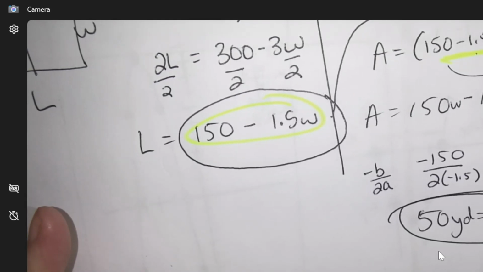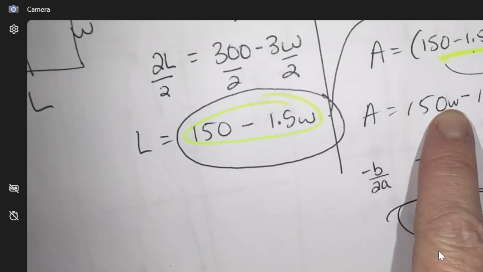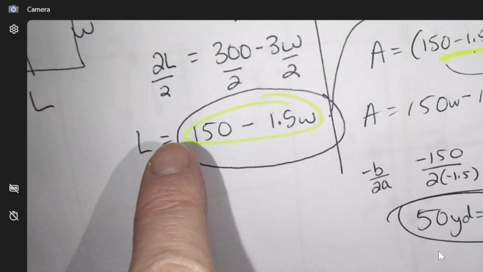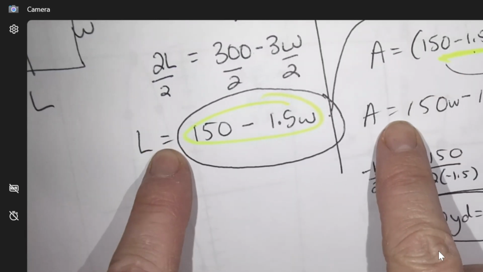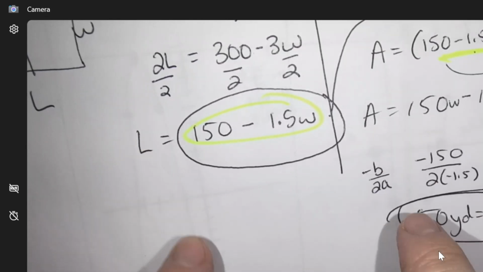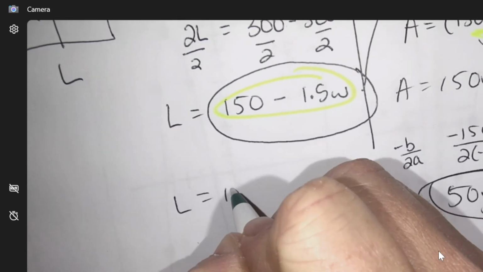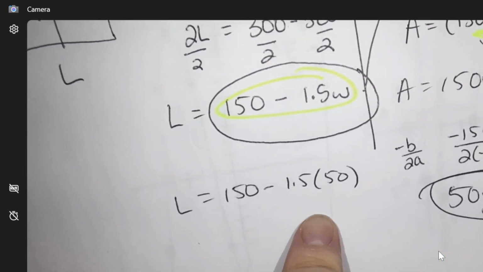Okay, now we're going to take that and we can do some plugins. Depends on what I want. If I say area, you would plug it into here. If I say what are the dimensions, I would plug it into here because this would give me length and this would give me area, right? Do you see the different outputs? The output of this is area, the output of this is length. So I want the dimensions. So I'm going to plug it into the length.